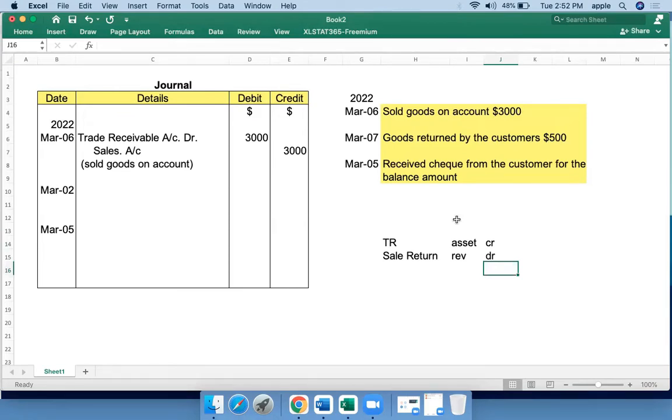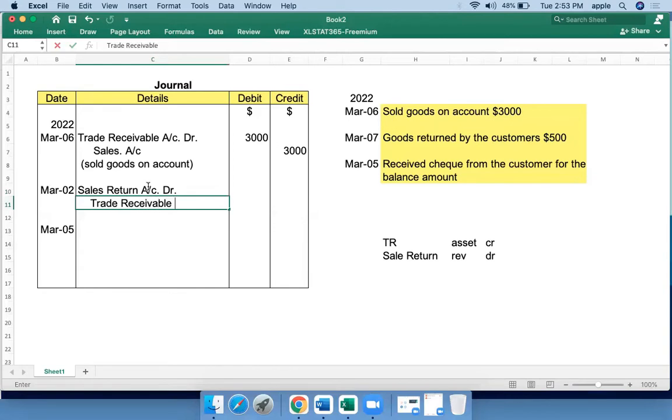So now, what will be the journal entry? Do it. Okay, doing it. So first I have to record the debit item. Yes, it's going to be sales return. So it will be sales return, right? Yep. Sales return account debit, and leave some space, trade receivable.